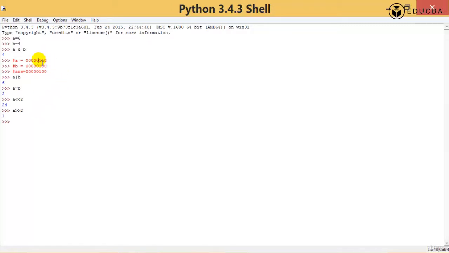When I right shift by 2, these two ones are going to go 2 places that side. This one is going to escape altogether. This one is going to remain over here. So you're going to have a 1. So this is what the right shift operator does, and a left shift operator. We just had a look at each of them.